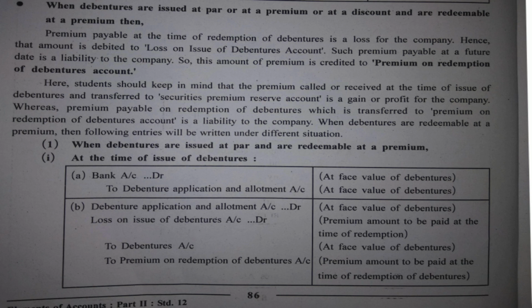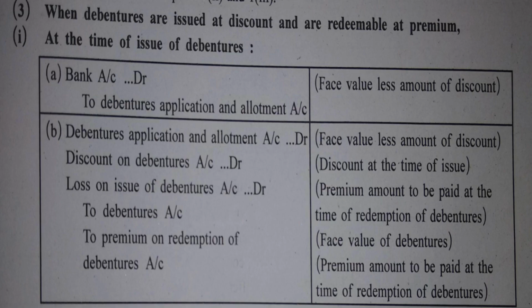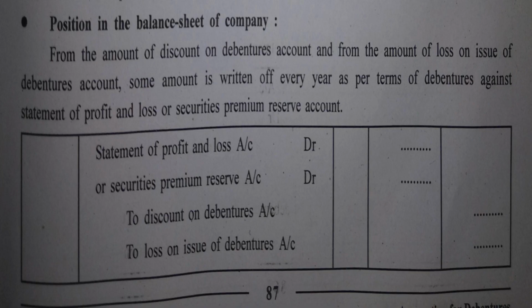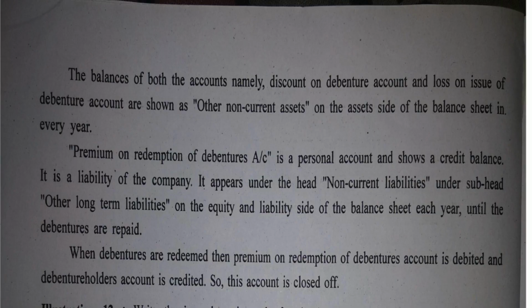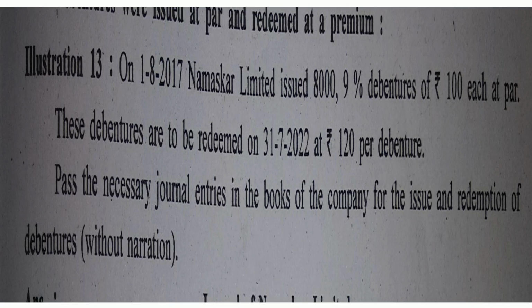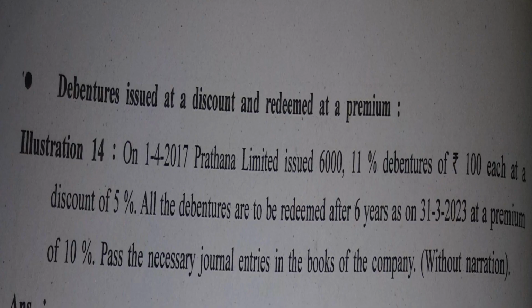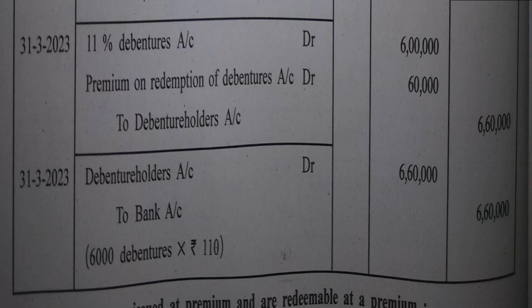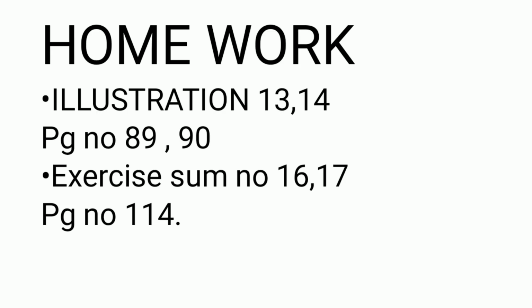So that's all. Your homework is that you are going to write down all the journal entries, different cases. Yes? And also you will be solving illustration 13, illustration 14 of course, and from exercise sum number 16 and 17 which are given on page number 114 which are similar to illustration 13 and 14.